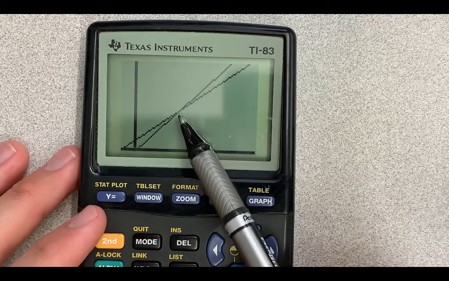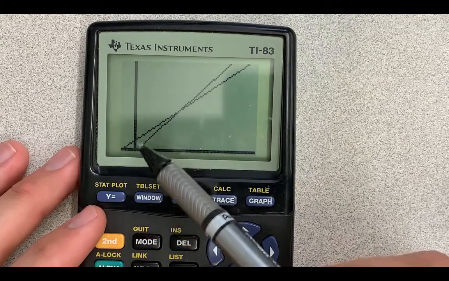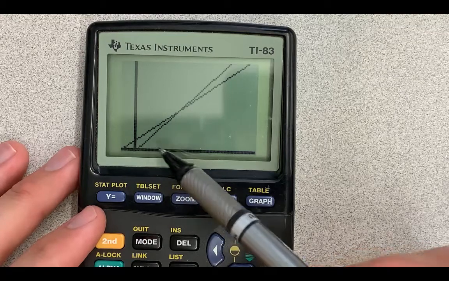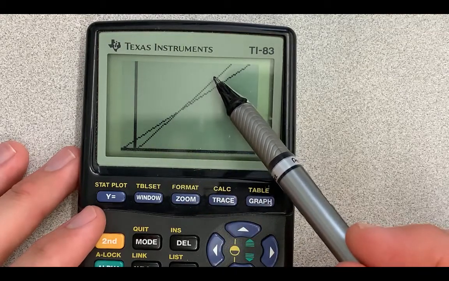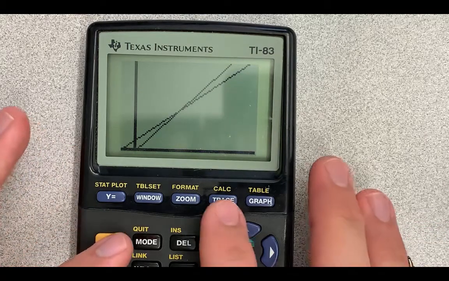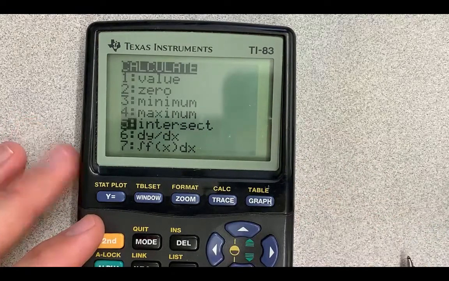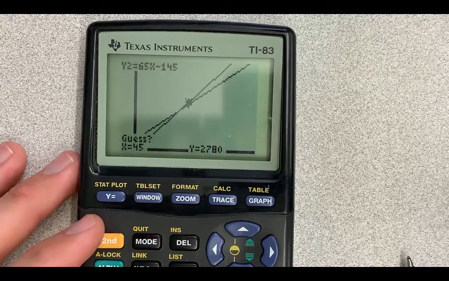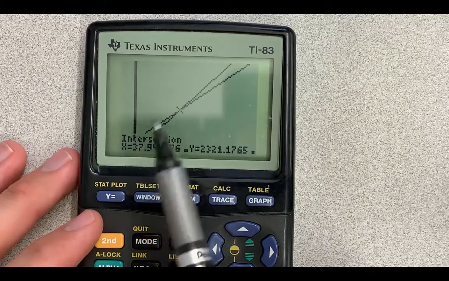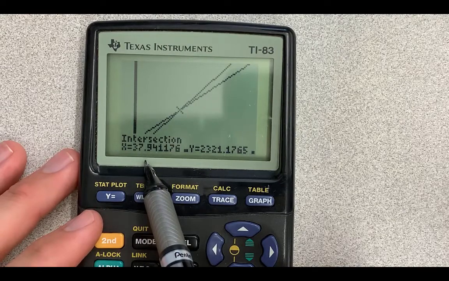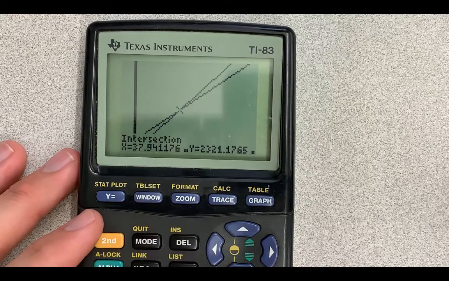So this intersection point is the break even. Right here, this top line is the cost. The bottom line is the income, and you can see that eventually income goes above the cost. So we need to figure out what that point is. We'll use second calc intersect to figure that out. Enter, enter, enter, because it's just two lines and one intersection. And so we see that right here at about 37, so he'd need 38 customers to break even.